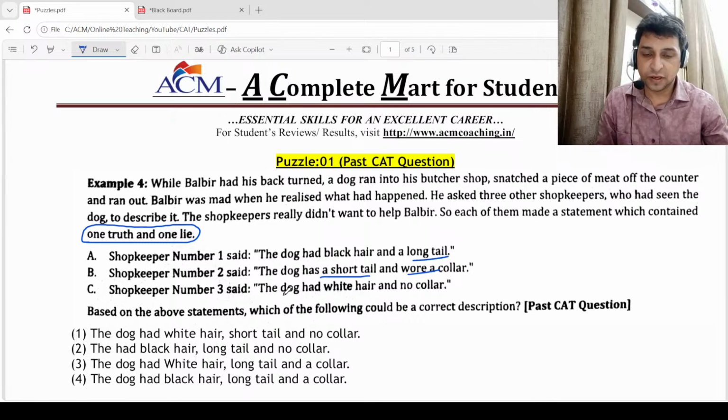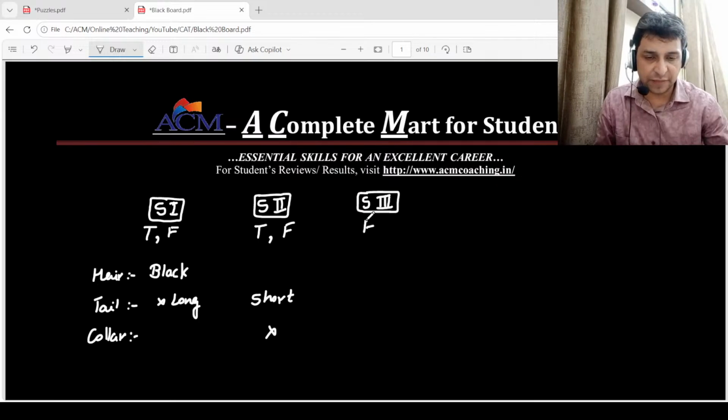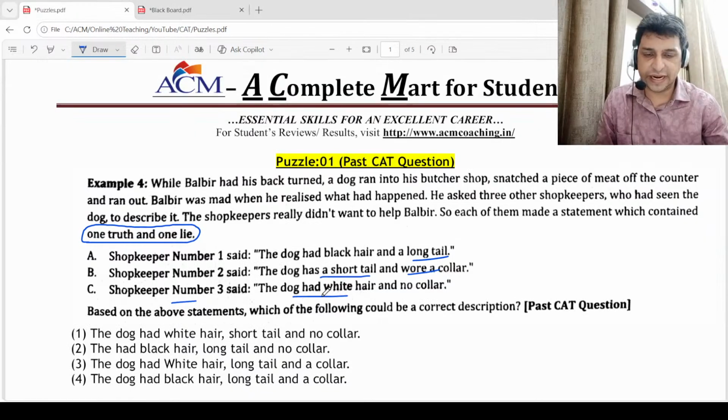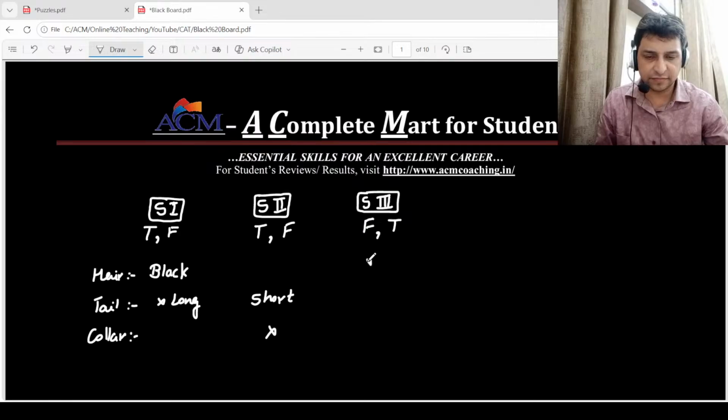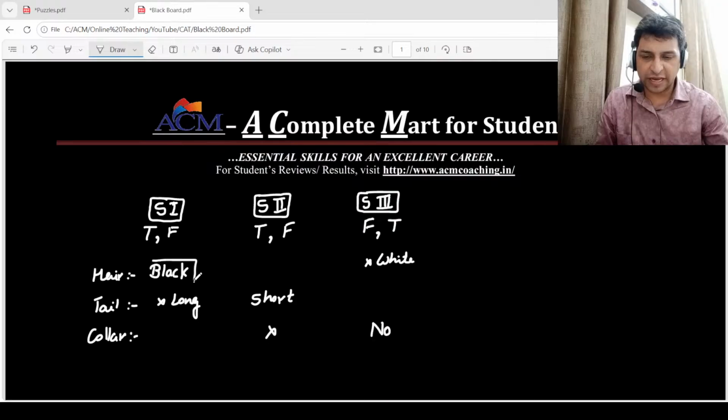The shopkeeper number 3 said the dog had white hair. Here we took black as final, so that is false, so he should not have white hair. And no collar should be truth, meaning he is not wearing a collar. That is absolutely right. So case number one says the dog has black hair, short tail, and no collar.